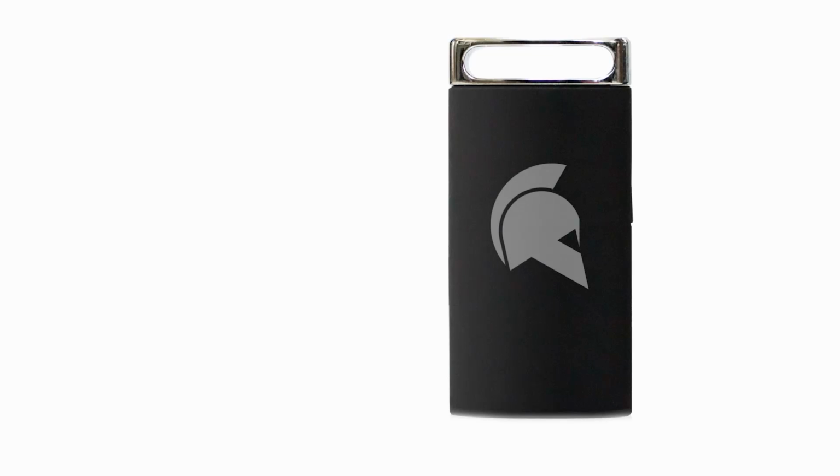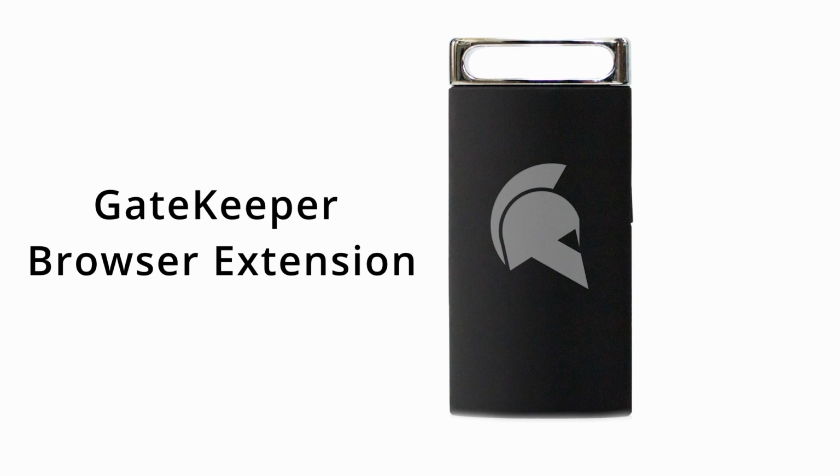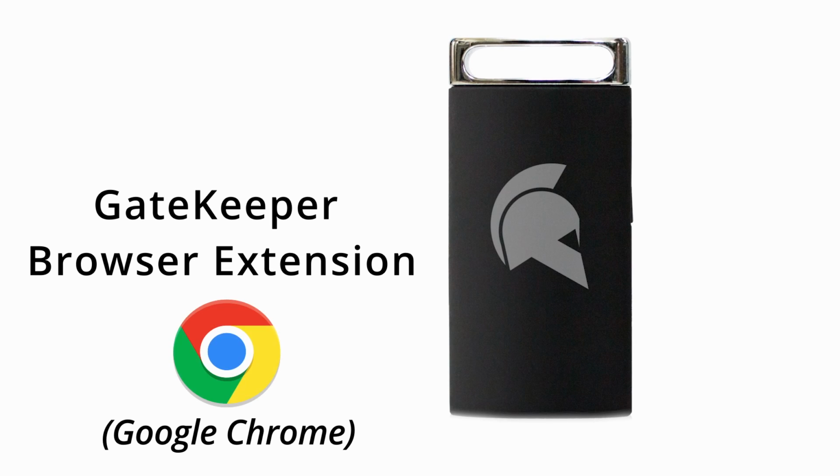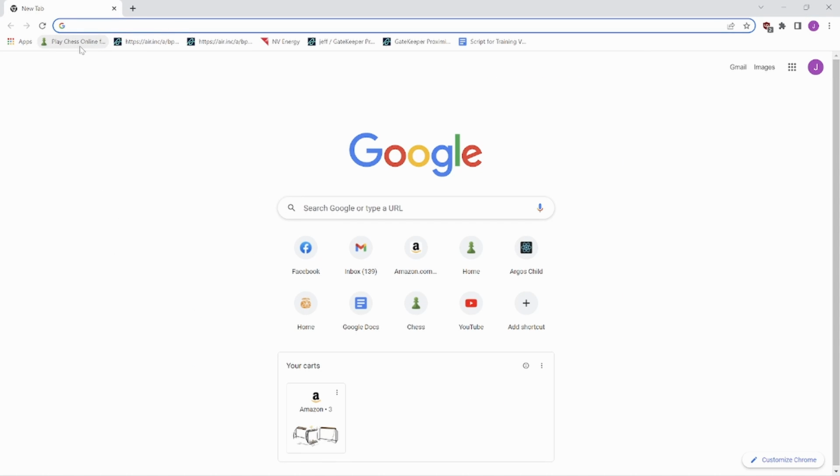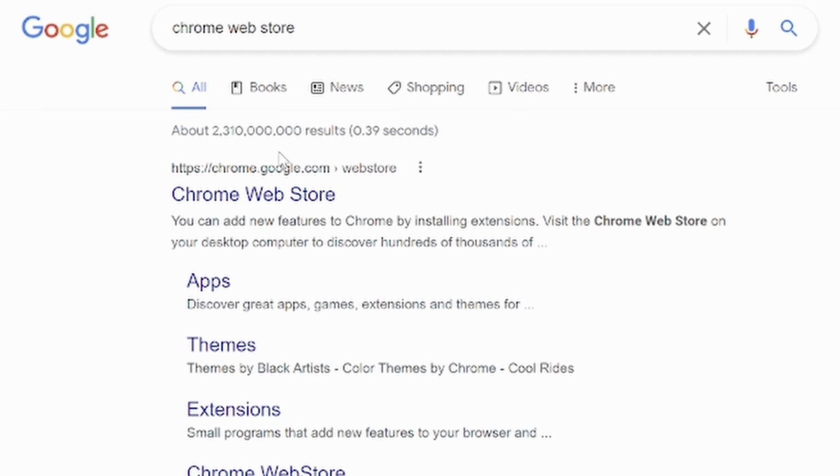In order to enable your password vault, we need to add the GateKeeper password extension to your browser and pin it to your taskbar. If you're using Google Chrome, open up your Chrome browser. Go to Google and search for Chrome Web Store and click the top link.